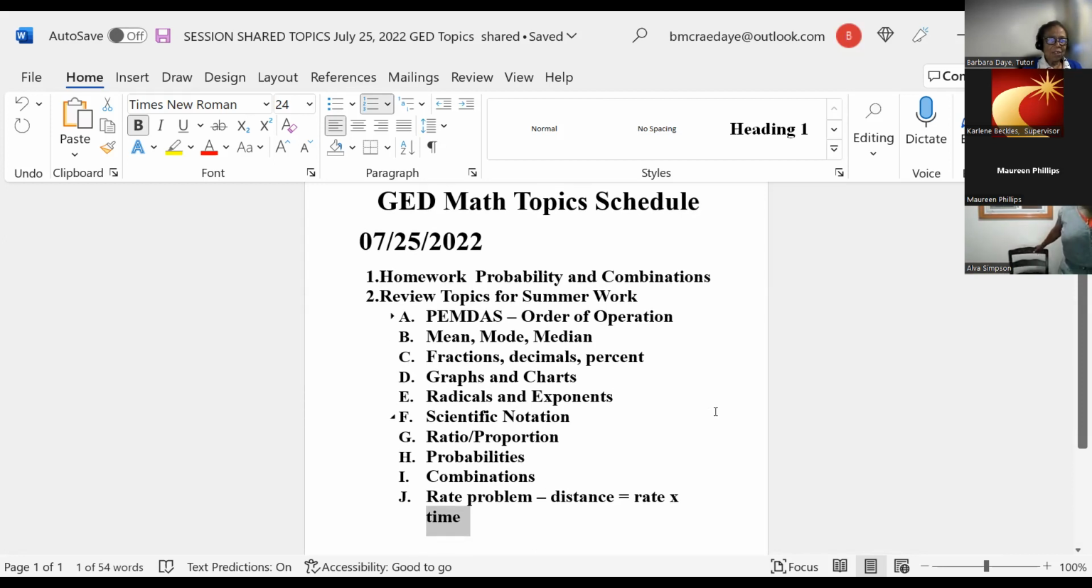Okay, do you see GED math topic schedule 725? Okay, so we'll be going over our homework first, and then we'll be looking at the review topics for summer work. Let me just go through those, because I will be sending you weekly 5 to 6 problems, and they will be on these topics that we've covered already.